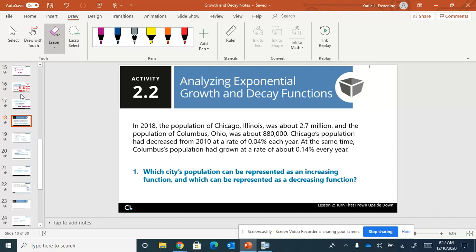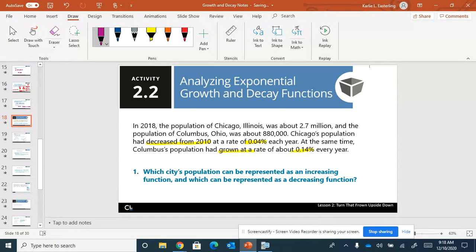So in 2018, the population of Chicago, Illinois was about 2.7 million, and the population of Columbus, Ohio was 880,000. Chicago's population has decreased from 2010 at a rate of 0.4% each year. At the same time, Columbus' population has grown at a rate of 0.14 each year. So which city's population can be represented by the increasing and which can be represented by the decreasing functions?